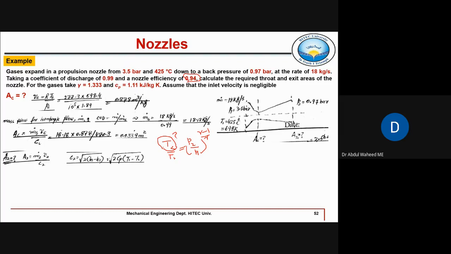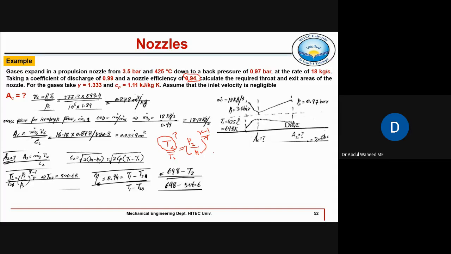So here we shall use the equation of nozzle efficiency. The nozzle efficiency equation in terms of temperature is T1 minus T2 over T1 minus T2s. Here, 0.94 is equal to T1 minus T2 over T1 minus T2s, where T2 is the actual temperature and T2s is the isentropic temperature.